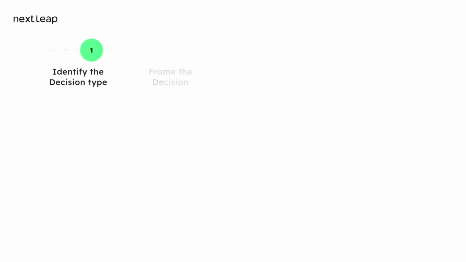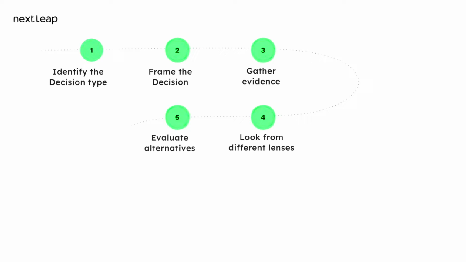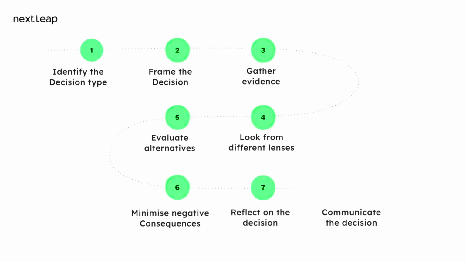Welcome everyone. So we covered the different steps in the process: identifying the decision type through the decision matrix, framing the decision, gathering the evidence using the looking forward, reasoning backward approach, looking from the different lenses, evaluating different alternatives, and how to minimize negative consequences, reflecting on the decision. The final one is communicating the decision. So let's move on to communicating the decision and how we can do that effectively.